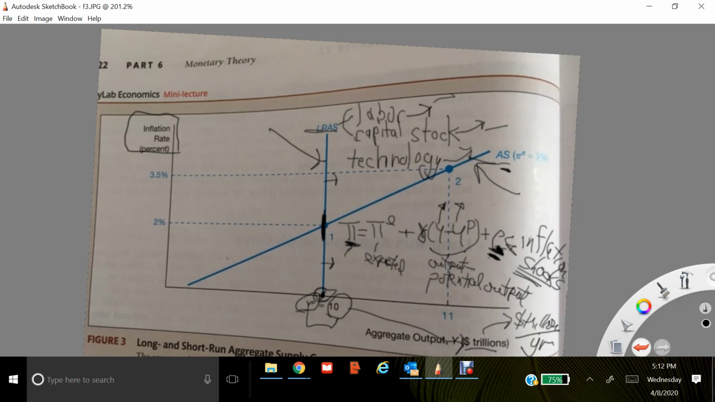And one reason that contributes to inflation is that workers will demand higher wages. Okay, this is W for wages. Workers would demand higher wages, and firms would want to set higher prices. Okay, so if output is greater than potential output, we could see inflation increasing.